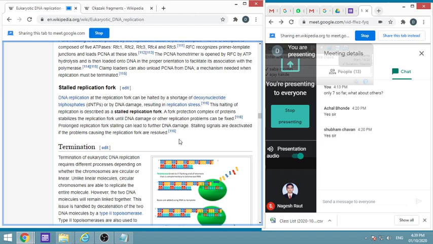The fork protection complex of proteins stabilizes the replication fork until the DNA damage or other replication problem is fixed. If it is stalled for a long time, it can lead to more DNA damage, progressively increasing. The stalling signals are deactivated if the problem causing the replication fork to stall is resolved, and then it is fine.